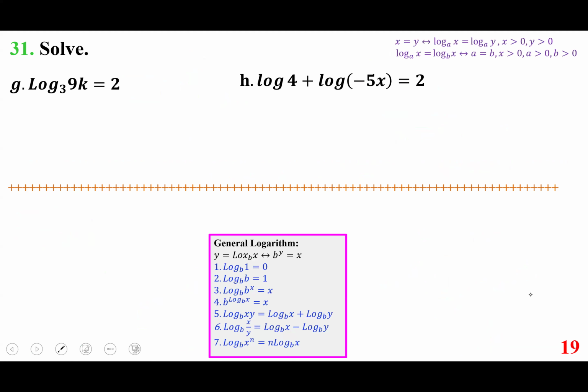So we want to solve these equations, and the first one we just follow the definition. Log base 3 of 9k equals 2. We go with the arrow here. So 9k is 3 squared or 9. So k must be 1.